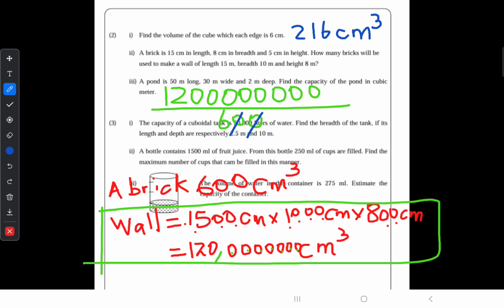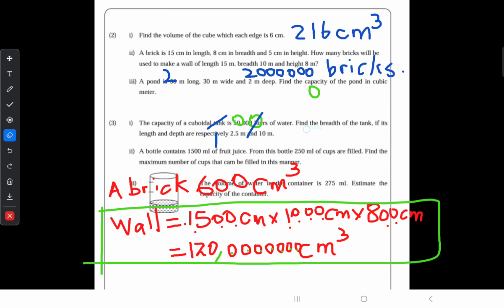This 0 and this 0 can be simplified. 12 and 6. 1 6 is 6, 2 6s are 12. Then the remaining answer is 2 followed by 6 zeros. We need totally 2 million bricks to make that total wall. This is a huge number. Be aware of your steps.